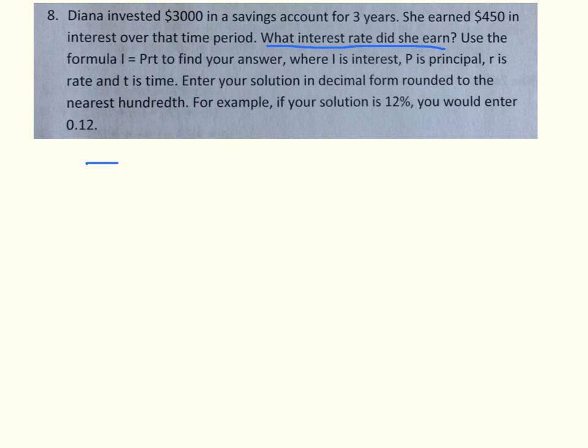We're going to use I equals PRT. P is the principal, I is the interest, T is the time, and R is the rate. Now that's what we're looking for. We're looking for R. So let's go ahead and plug in the information that we have. The interest she earned was $450, so that's the I. Her principal is how much she invested, that's the $3,000. We're looking for the R, and she did it over a time of 3 years, so that's 3.